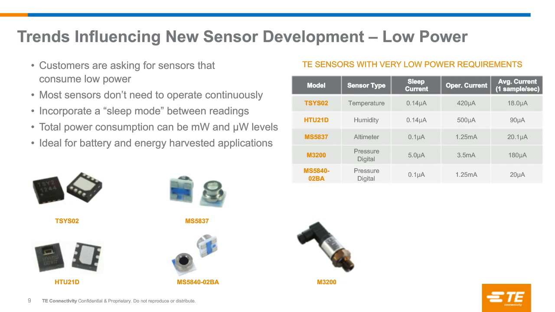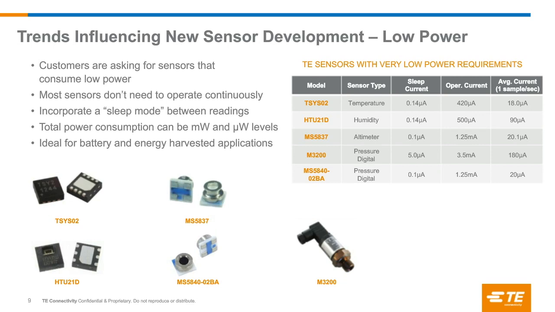So this gives some examples of some of the sensors that we do and the kind of power that they draw. On the chart, the TS-YSO2 is a temperature sensor, and it only draws 18 microamps of power. It operates for only a few milliseconds, taking 420 microamps there, but then goes to sleep. The sleep mode is about 18 microamps.